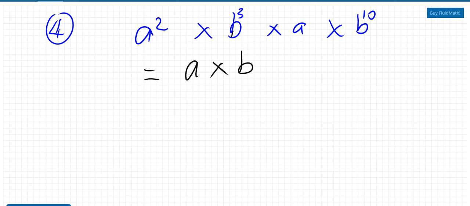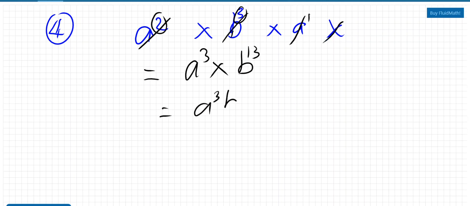And now add the powers of the same base. I've got 2 plus the 1, which is 3. And I'll cross those off. And now my base here is B. So I've got 3 plus 10, which is 13. And that's my answer. If you had this A to the power of 3 and then B to the power of 13, that's also correct, because the times is invisible. But we will learn that when we do algebra.